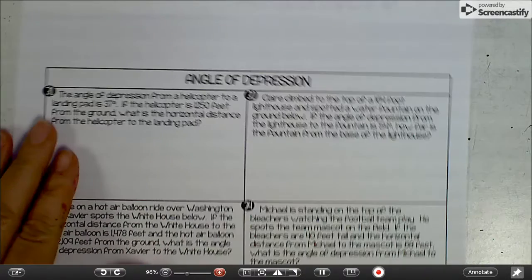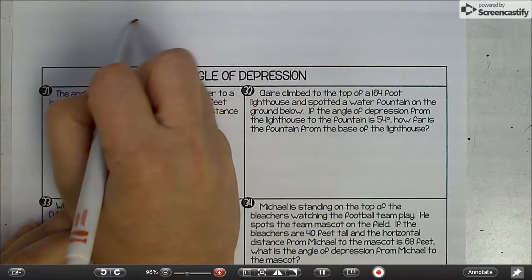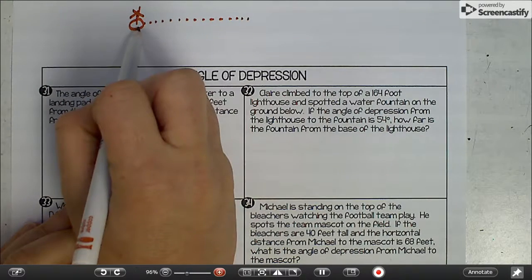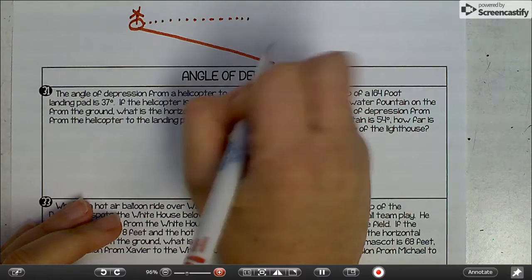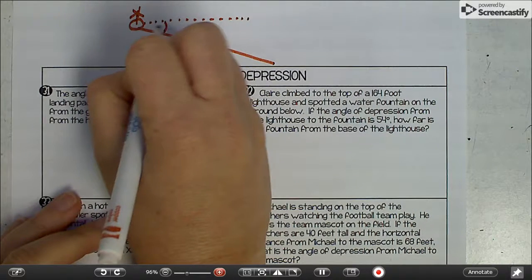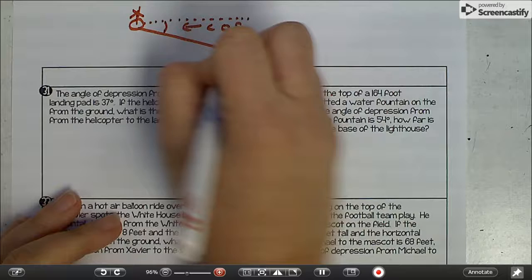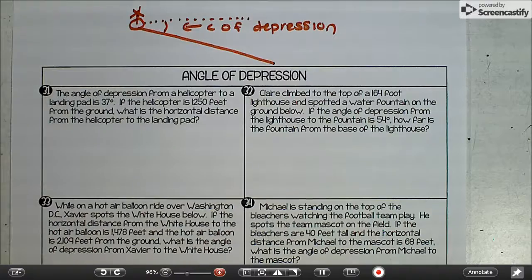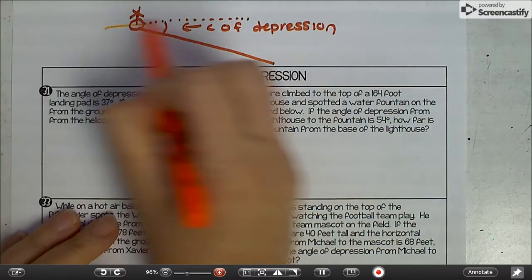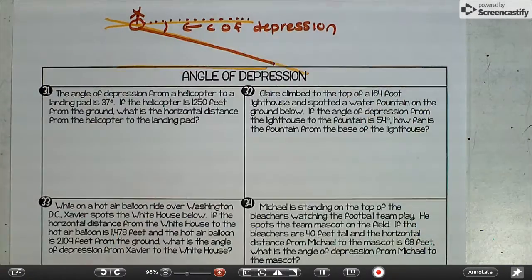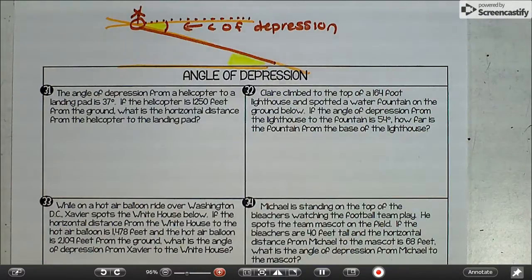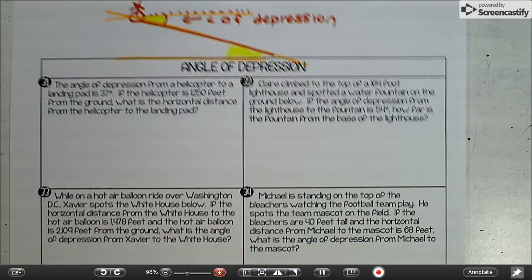All right, angle of depression is if you had like a little helicopter flying and it was going straight and it was going to land like this. The angle of depression is really this angle. But since it's kind of like parallel lines in a transversal, it is also the same as this angle down here. Does that make sense? Hopefully you see the alternate interior angles right there. Oh, hey, the first problem's about a helicopter.